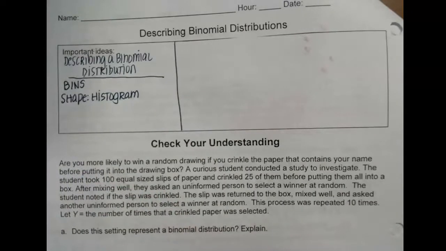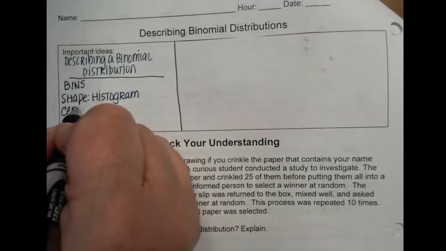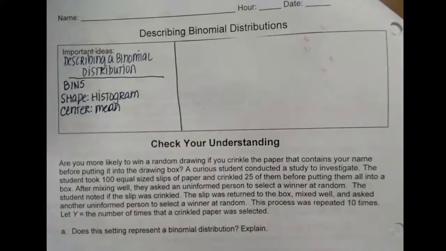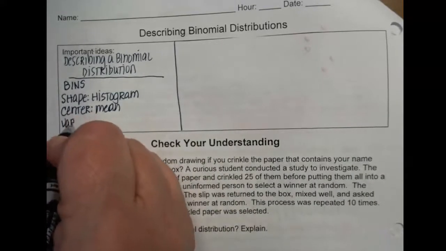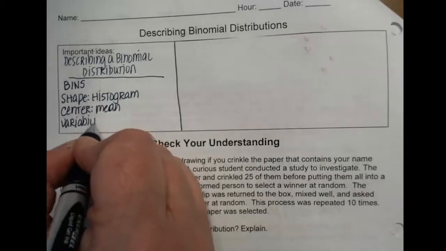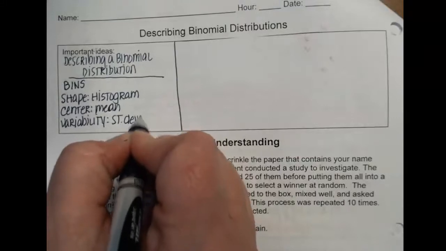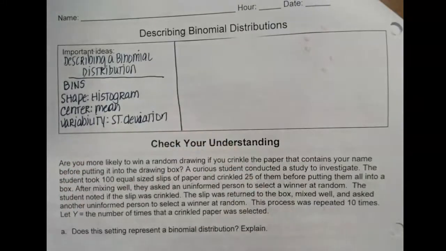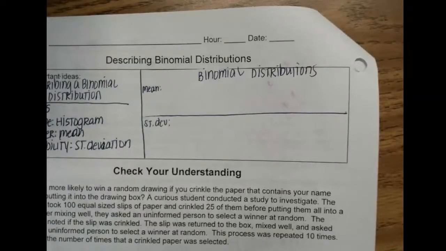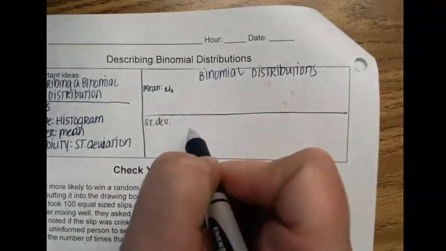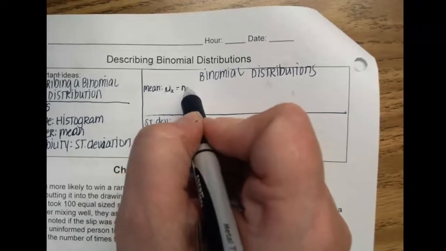We want to look at the center. Mention the center is your mean, so really like we've been doing since Unit 1. And then your variability, you want to look at the standard deviation. All right, so that's if we want to describe it. Let me give you some interpretations for the mean and the standard deviation. For binomial distributions, to find the mean of whatever random variable they're asking for, all you have to do is n times p.